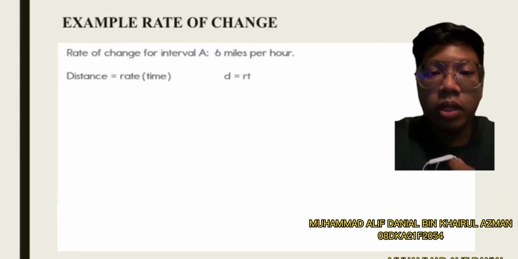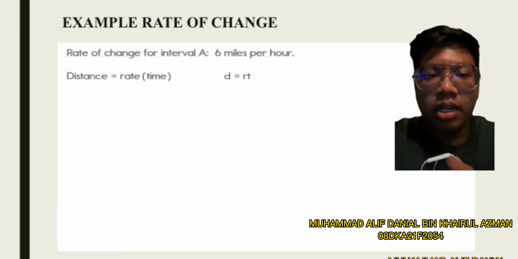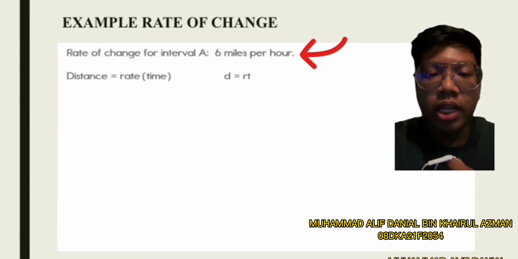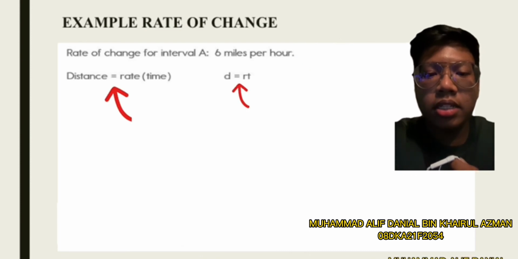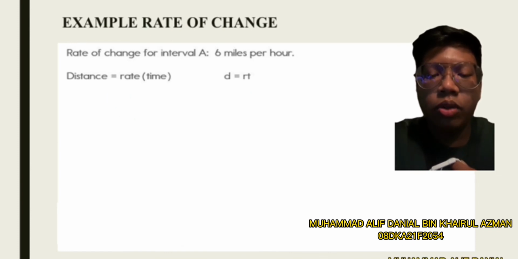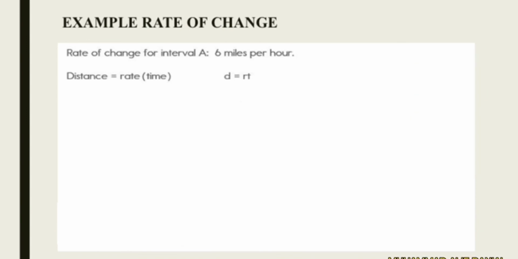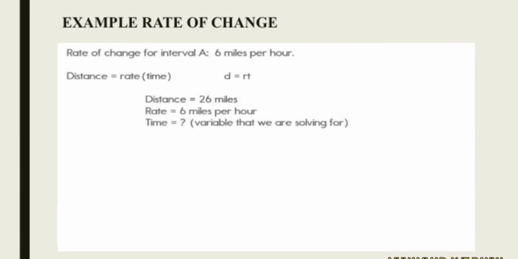This is an example for rate of change. Rate of change for interval A is 6 miles per hour. Distance equal to rate times time, or D equal to RT. Let's go to the example question. So, distance equal to 26 miles, rate equals to 6 miles per hour, and time equal to T, the variable that we are solving for now. Let's solve this together.